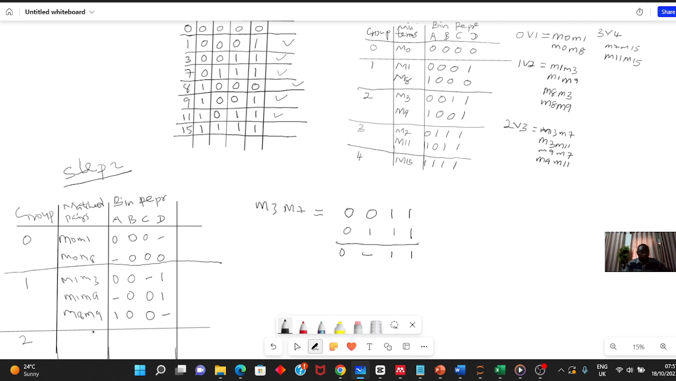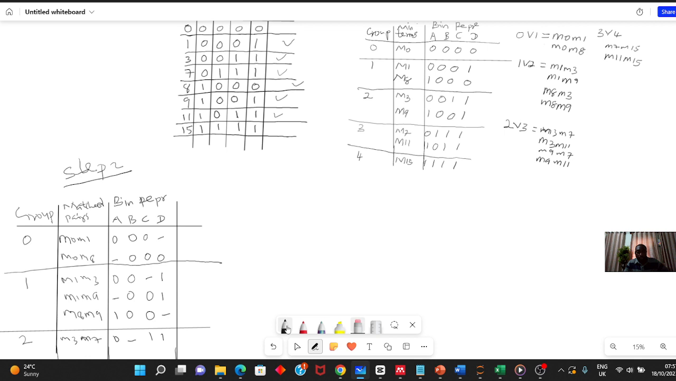So we are keeping this match pair M3, M7. And then the match pair is what? The binary representation 0 dash 1, 1. So let's see the next one under the group of 2, which is what?